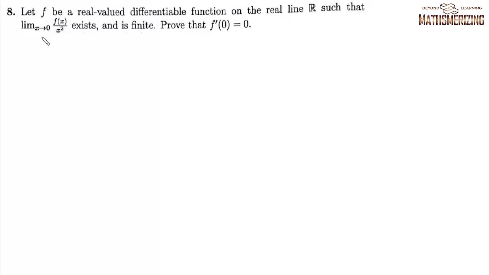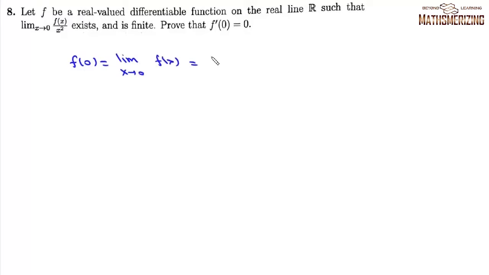Now question number 8 is, let f be a real valued differentiable function on the real line such that limit x tends to 0, f(x) upon x square exists and is finite. Prove that f dash 0 is 0. Now it is given that f is a differentiable function, so that means it is continuous also. Now if the function is continuous, we can write f(0) as limit x tends to 0 f(x).